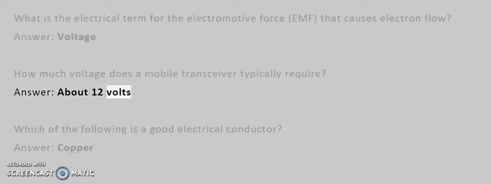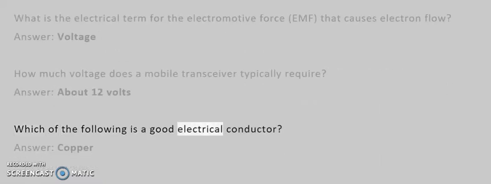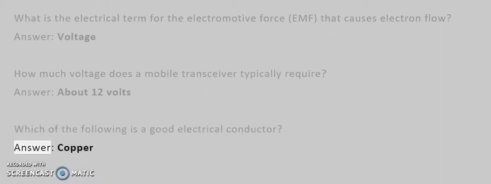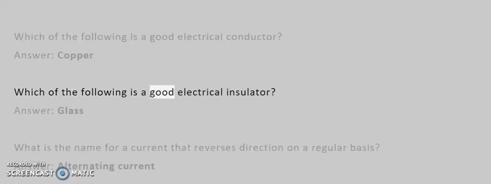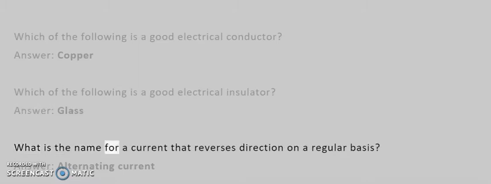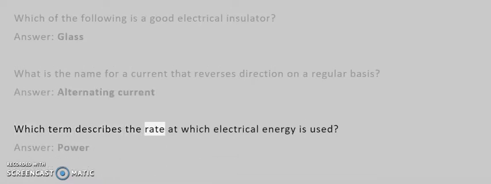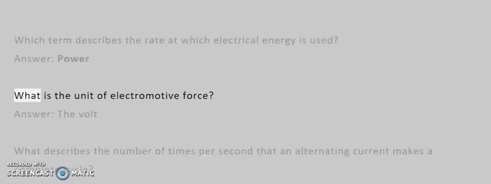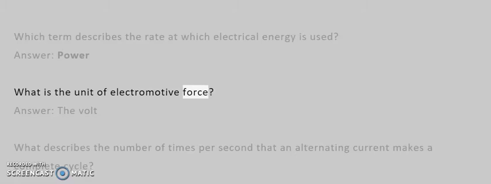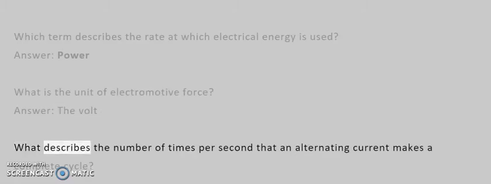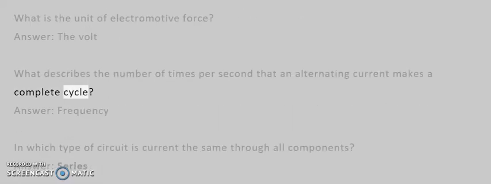Answer, about 12 volts. Which of the following is a good electrical conductor? Answer, copper. Which of the following is a good electrical insulator? Answer, glass. What is the name for a current that reverses direction on a regular basis? Answer, alternating current. Which term describes the rate at which electrical energy is used? Answer, power. What is the unit of electromotive force? Answer, the volt. What describes the number of times per second that an alternating current makes a complete cycle?